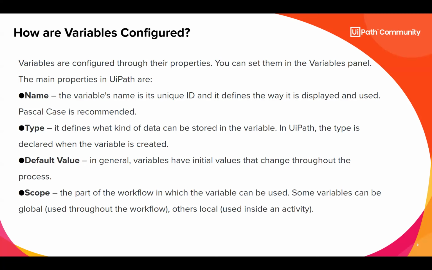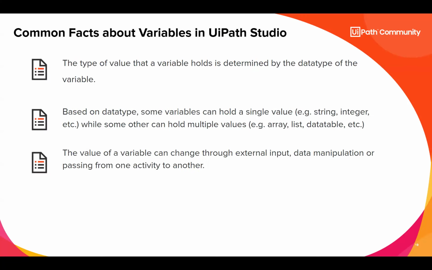So that explains how to configure and create our variables. So let's look at some common facts about variables in UiPath Studio. Again, the type of value that a variable holds is determined by the data type of that variable. Remember our email address variable, the data type was set to string because we wanted to hold string information for us, which is our email address, right?